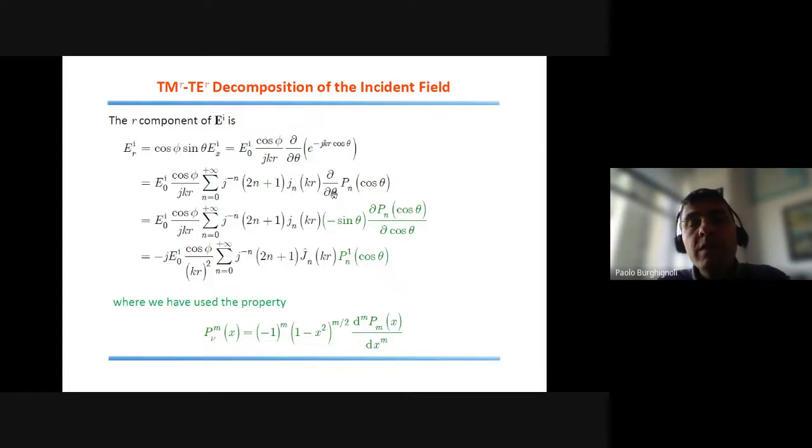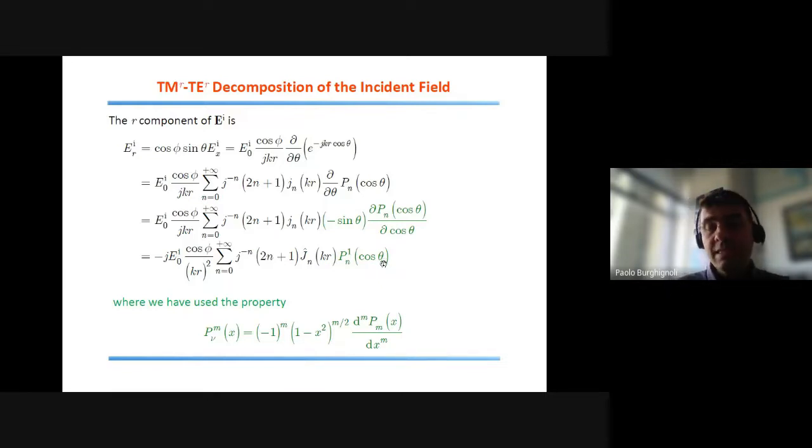If you perform this angular derivative in terms of the argument of this Legendre polynomial, that is, if you differentiate with respect to the cosine of theta, the factor minus sine theta comes out, and finally the part of this formula that is highlighted in green can be shown, by the formula reported at the bottom of this slide, to be writable as a Legendre function of order n and superscript 1, so an associated Legendre function with two indices. So this is the final form for the radial component of the electric field.